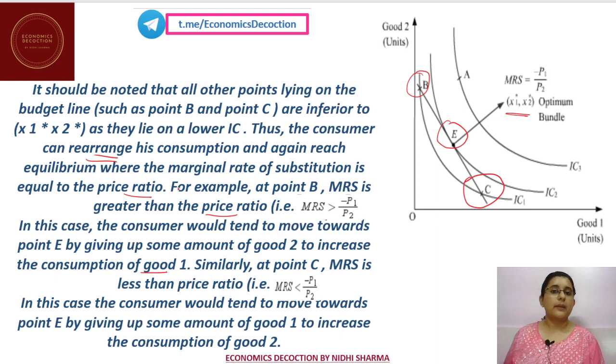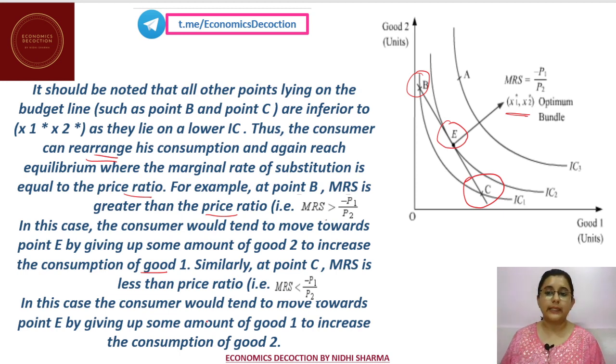Similarly, when the consumer is at point C, MRS is less than the price ratio. In this case, the consumer would tend to move towards point E by giving up some amount of good 1 to increase the consumption of good 2. So when the consumer is at point C, the consumer tends to move towards the equilibrium point E by giving up some amount of good 1 in order to get some more amount of good 2.